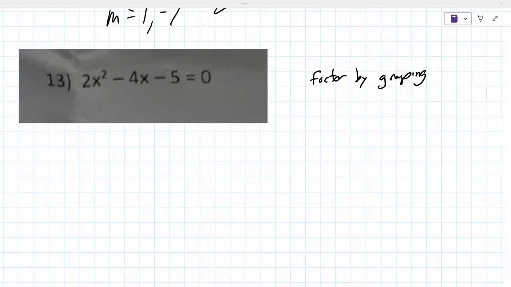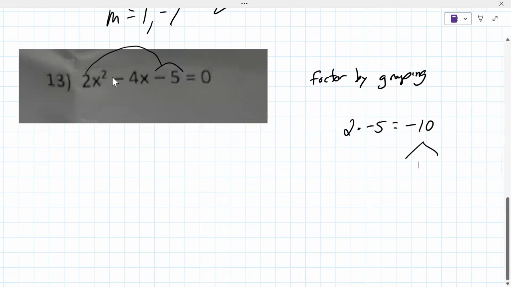But very, very frustrating. So what we're trying to do is we recognize that 2 doesn't go into everything here. So it's not like the previous problem. It's kind of a special thing. You take the 2 and you multiply it by -5. 2 times -5 is -10. And then you're looking for two numbers that multiply to -10, but add to -4.